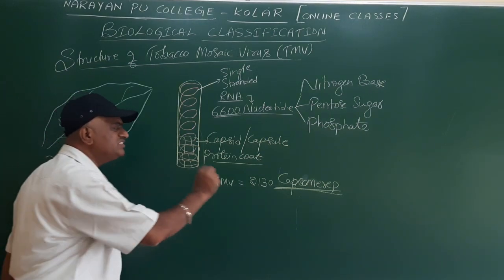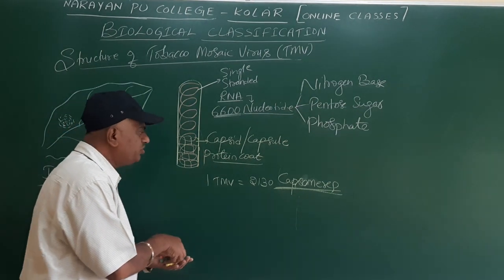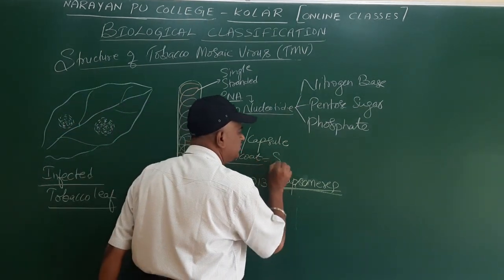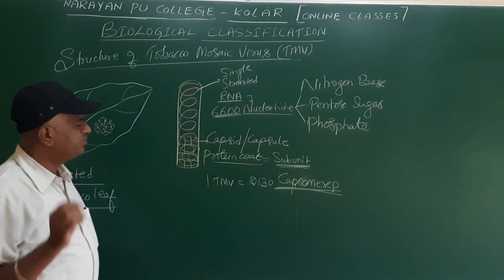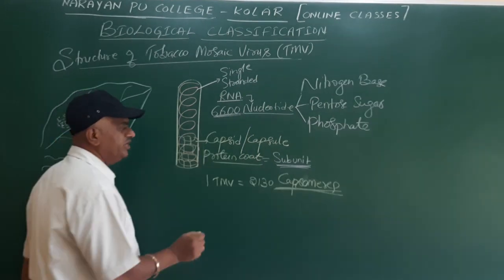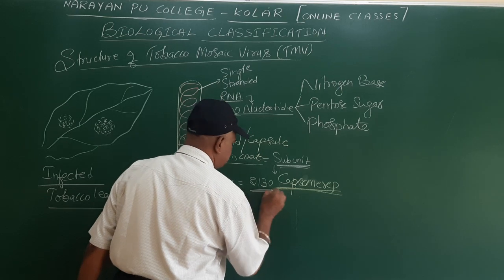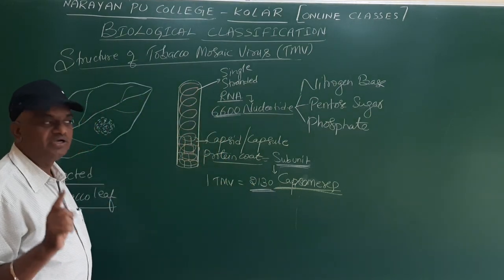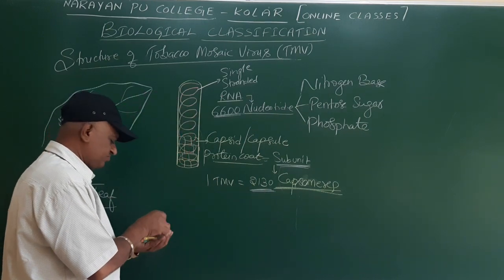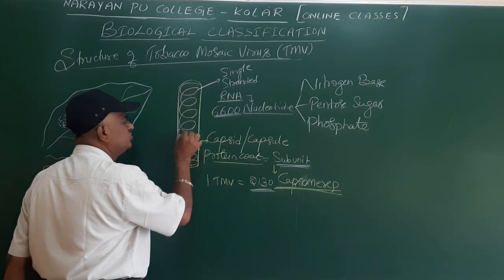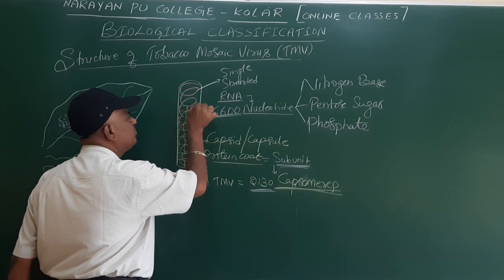2,130 capsomeres. So what does capsomere mean? The protein coat is made up of smaller subunits, protein subunits, and the smaller subunits are called capsomeres. In one TMV, 2,130 capsomeres are present. This is even important for your NEET exam. Like this, there is a rod-shaped virus covered by a protein coat.